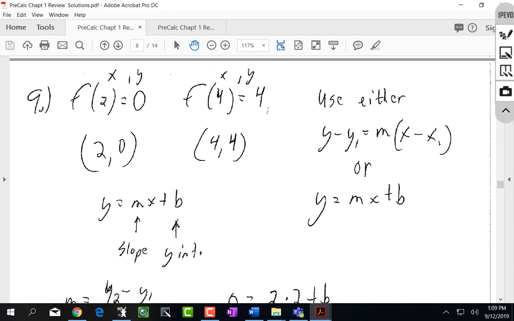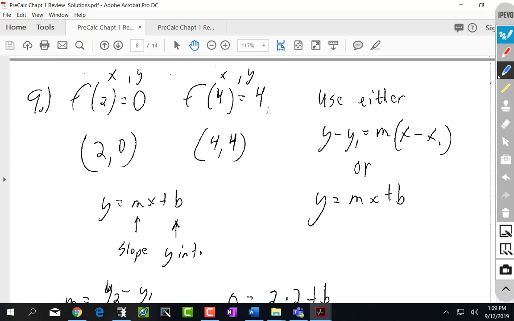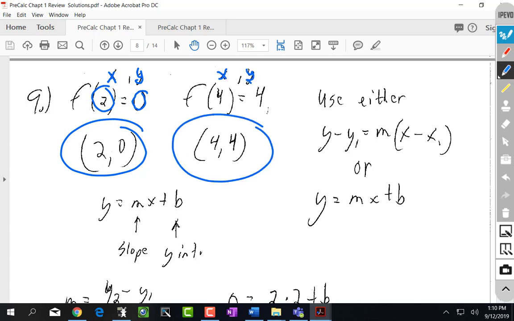It says write the linear function that has the indicated values. I just need to remember that this 2 is my x value and this 0 is my y value. So I can write this as an ordered pair of 2 and 0. Also, f of 4 equals 4. This is also an xy pair, so I can write that as an ordered pair of 4 and 4.